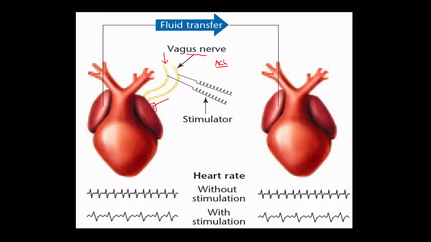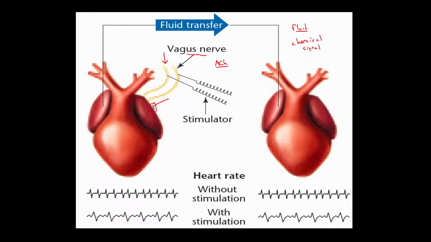Well, it turns out if I take the fluid after I stimulate the vagus nerve, with no further stimulation, and I transfer that to another heart, I can slow the heart. So what that tells you is that when I stimulate the vagus nerve, it releases into this fluid some sort of signal that causes the heart to slow down. I don't need to stimulate the vagus. I just need to take that fluid and expose another heart to it. When I do that, the heart will slow down. So that tells me it's something in the fluid. That means it's going to be a chemical signal.